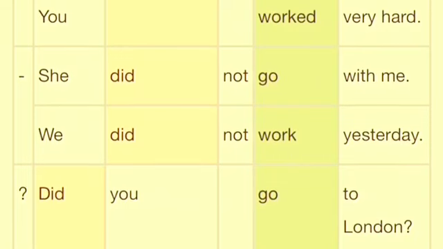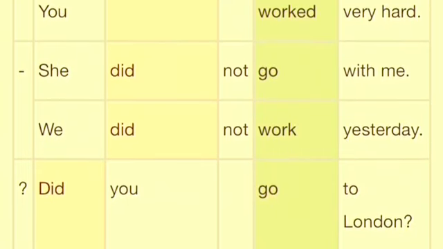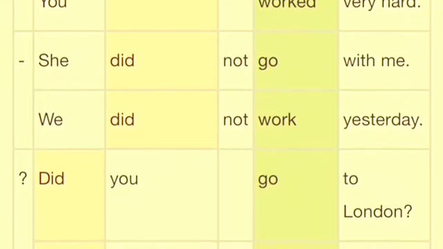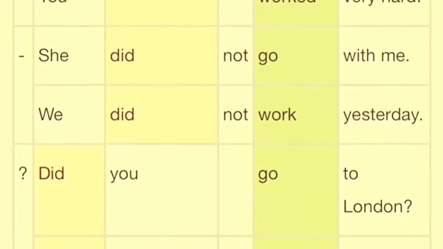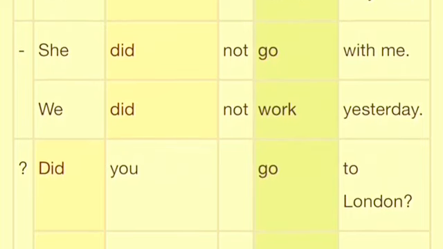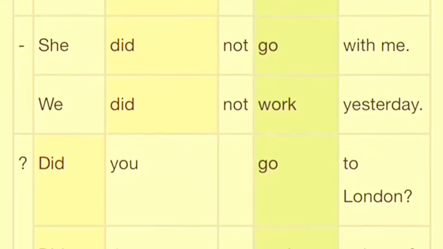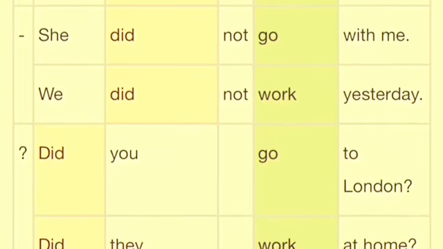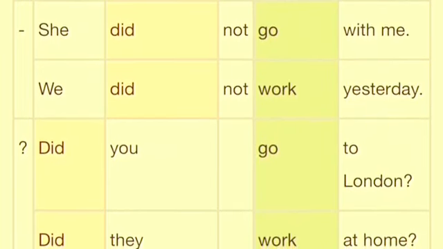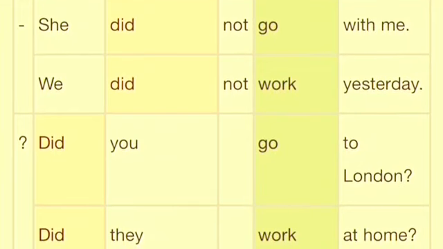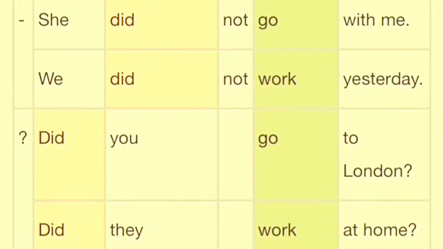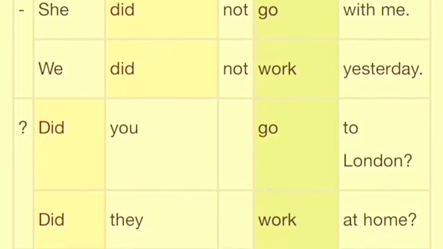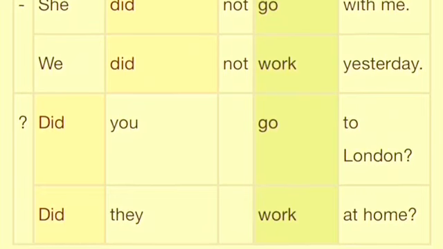Now, for question sentences, be careful. We exchange the subject and the auxiliary verb. Got it? Now, see, it is did you go to London? It's not you did go to London. Understood? So what we do, we exchange the subject and the auxiliary verb. Did comes first because it is an auxiliary verb, whereas the subject is written after did. Correct? So see the example. Did you go to London?